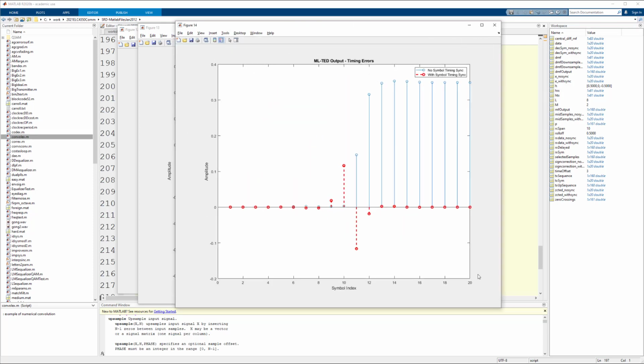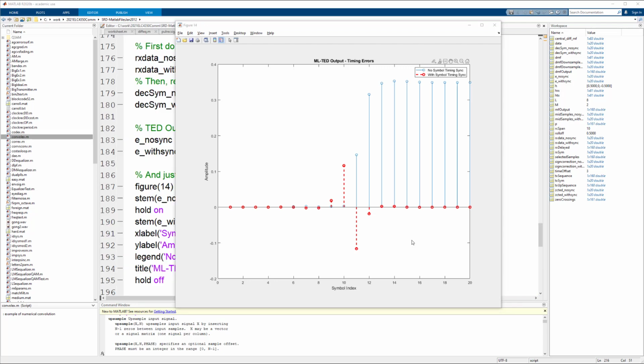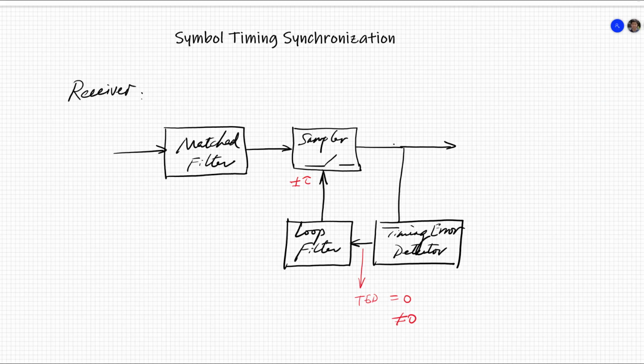In figure 14, we see the timing error. This is the maximum likelihood timing error detector. The timing error for perfect symbol timing sync is zero error. Those are the red dots. If I don't have a good timing sync, the blue dots are the non-zero errors. We can use these non-zero timing errors to design the loop filter such that it will output a timing offset adjustment, positive or negative, tau, to adjust the sampler.